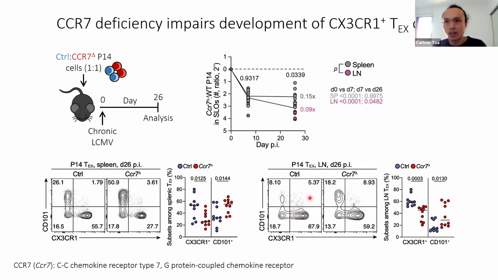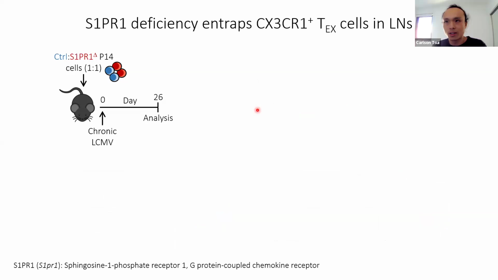So obviously the defect in the spleen and the lymph node was not too conclusive here in terms of whether lymph node homing is required for the generation of CX3CR1 TEX. We think that part of the defect is coming from a difference in priming, but at least these results were still compatible with the hypothesis that T cell homing to lymph nodes may contribute to the development of CX3CR1-positive TEX cells. And then we decided to also look at what happens if we impair the egress from lymph nodes.